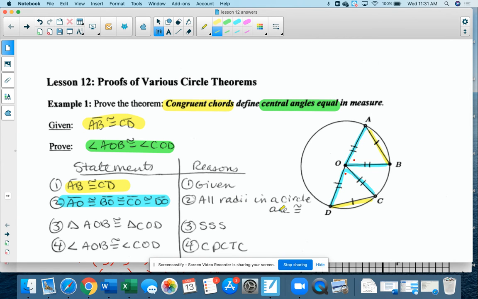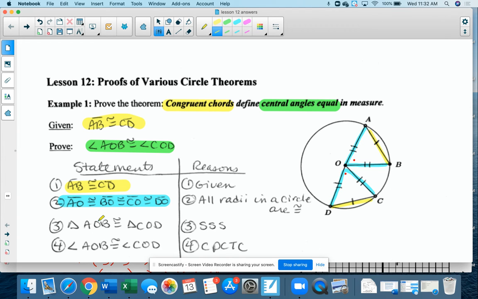Now I remember I said that my goal was to get these two triangles congruent to each other, and I actually can say that the triangles are congruent. The triangles are congruent by side, side, side, because I had the chords that were congruent, the yellow highlighted segments, and now I know that all the radii are congruent. So I have side, side, side in this triangle, congruent to side, side, side in that triangle. So triangle AOB is congruent to triangle COD, and the reason is side, side, side.